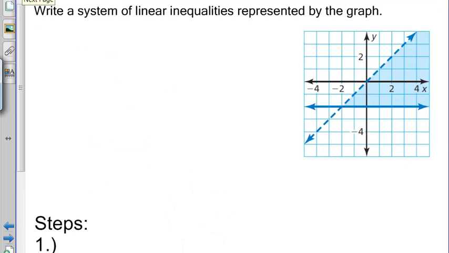Okay, so hopefully that went well, and now we're talking about something I referenced in the last video, and that is writing an inequality from a graph. So we're doing the exact reverse of what we would normally do. We're going to write an inequality looking at a graph, instead of graphing an inequality by looking at an equation. So let's look at this one right here.